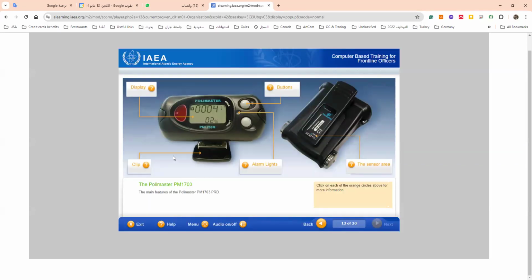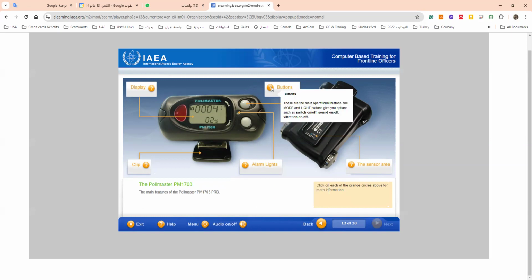Okay, this is the Bollinger BM1703. You can read what is displayed here. This is a display screen where the counts per second or a dose rate is displayed. This is a clip, so you can use it to fasten the detector to your belt. And here, this is an alarm light, which is a blinking red light, and shows that the level of radiation has risen above the alarm level.